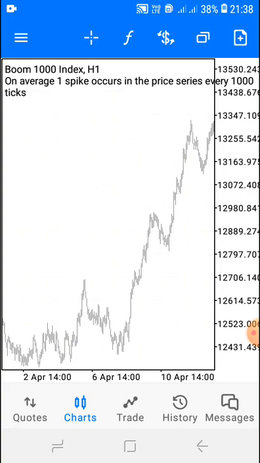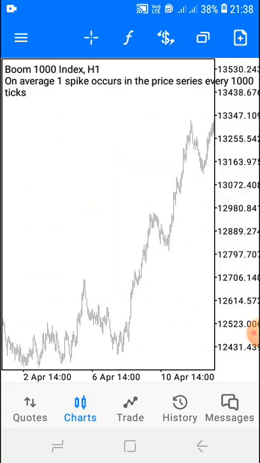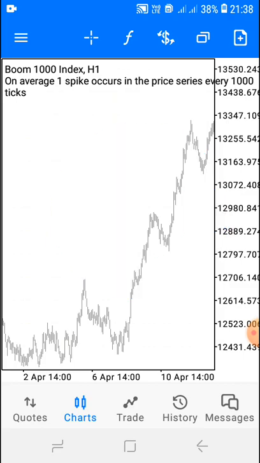So the first thing we want to do when you use this strategy is start off in the 1 hour time frame. For people who are new to trading, if you want to get to the 1 hour time frame, you're going to click on the screen and go to H1. Once you're on H1, the first thing you have to do is determine the trend of the market.